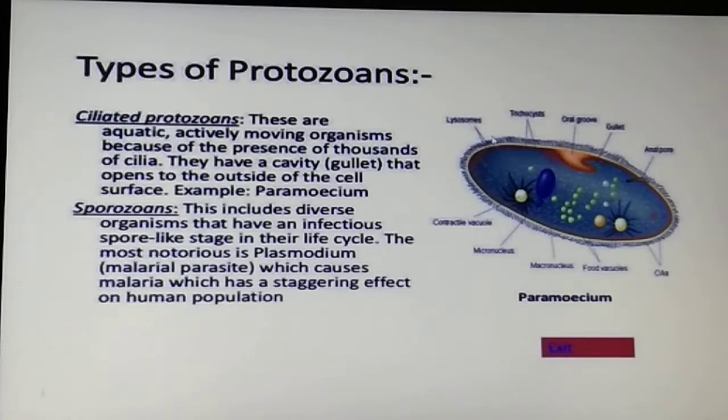So you can see here, this is the structure of paramecium, and there are a number of cilia present outside the body. Next we have the sporozoans. This includes diverse organisms that have an infectious spore-like stage in their life cycle, and the most notorious is Plasmodium, which is a malarial parasite which causes malaria, which has a staggering effect on the human population.